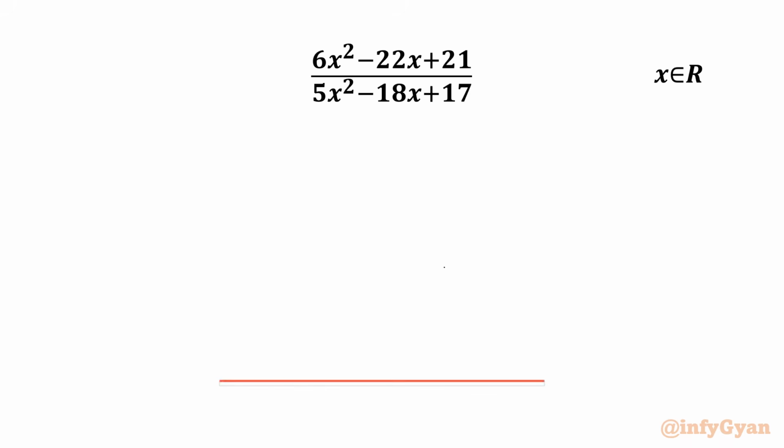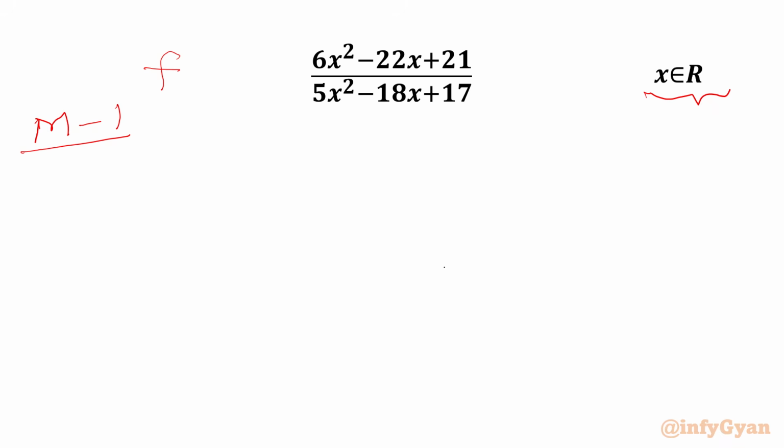We have another very interesting question from algebra. We have to find the least value of the expression (6x² − 22x + 21)/(5x² − 18x + 17), given that x belongs to real numbers. I'll be sharing three different ways to proceed with this problem. Here we have M1, which is our method 1.